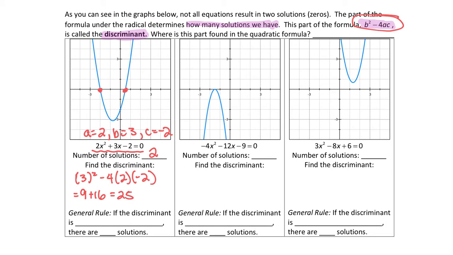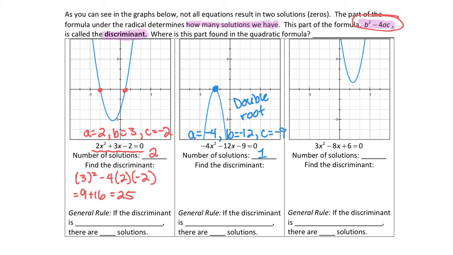All right, on our next example, we can see we have one solution. When I find the discriminant, sometimes this is called, by the way, a double root. This is called a double root because that one solution counts 2 times. So for this one, my a is going to equal -4. My b is going to equal -12, and c equals -9.